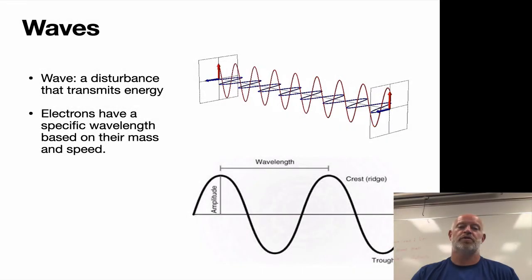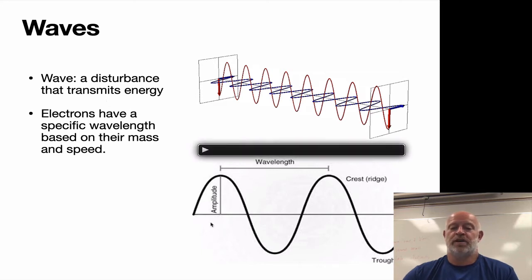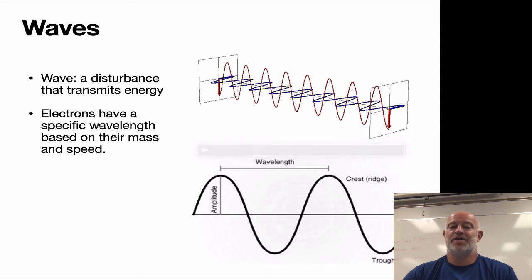Let's do a quick little review of waves themselves and make sure we understand what waves are. Waves are a disturbance that transmits energy. So you can visualize the electron as a disturbance in our world that's just transmitting energy, versus seeing it as a particle. Just like any wave, a wave of energy has a certain wavelength to it, which means the electrons have a certain wavelength to them also. So when they're acting as a wave, they actually have a very specific wavelength.